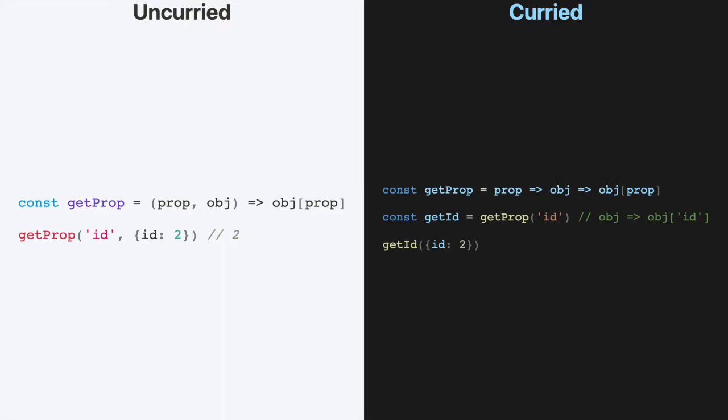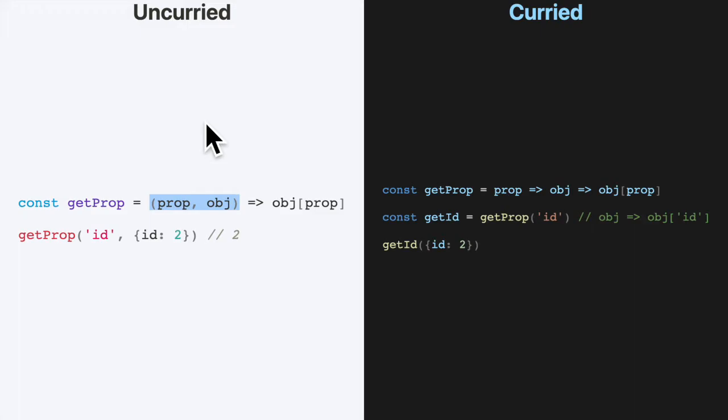Let's get into it. If you look on the left and right hand side of your screen, we have this getProp function. Obviously, they are implemented differently. The left hand side is uncurried, whereas the right hand side is the curried version. So let's look at the left hand side first. Follow my cursor here. I'm going to highlight the parameter list.